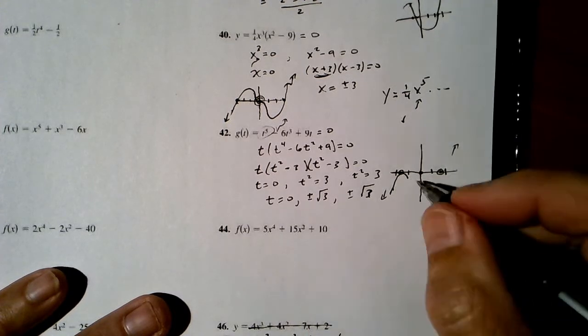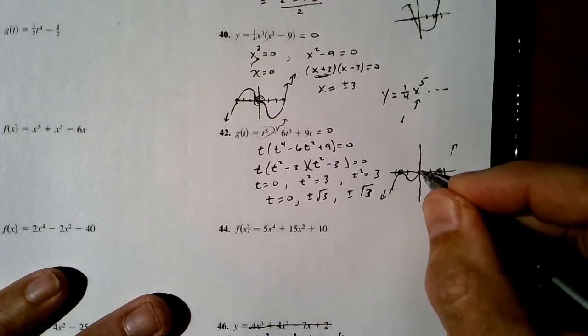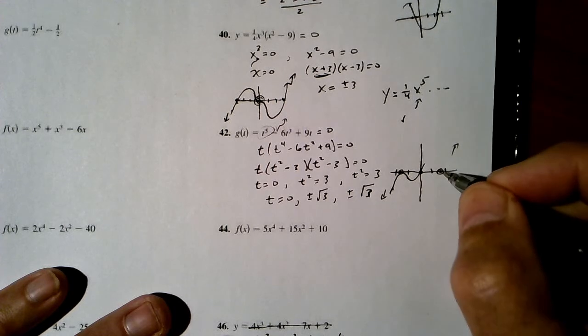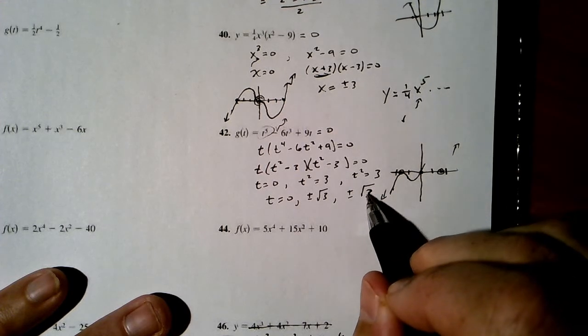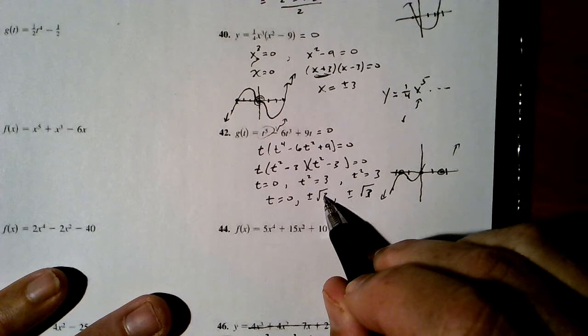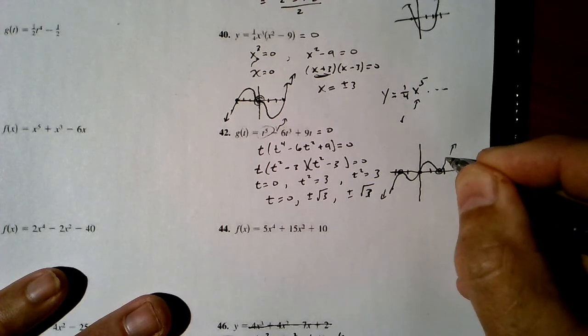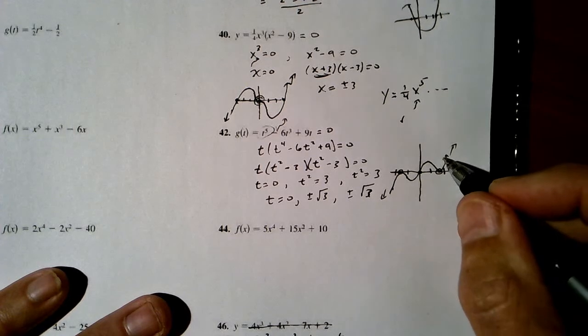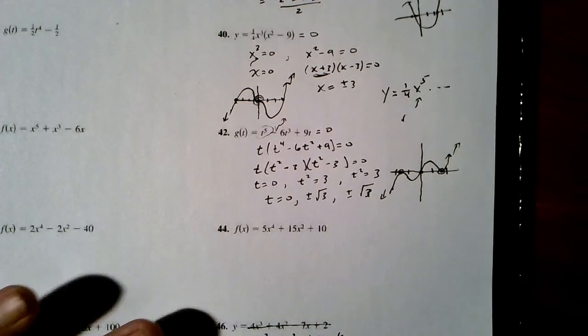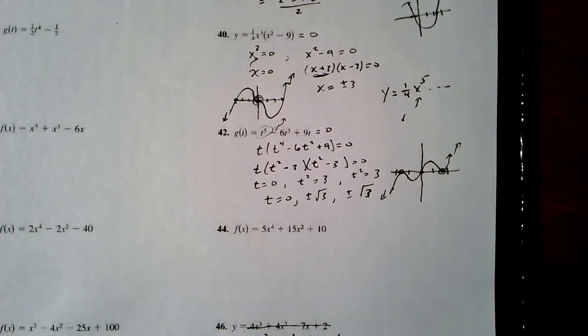0 is a single 0. It's just going to pass through. And positive square root of 3 is a double 0, so it's just going to touch and go up. And if you don't believe me on that, check that on your calculator. That's going to be the shape of your graph.